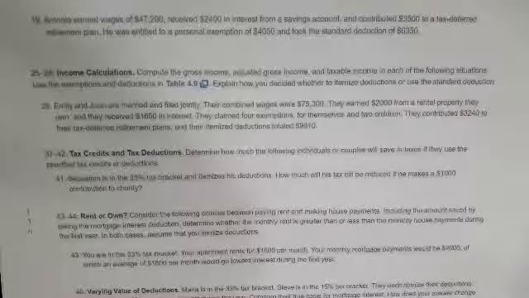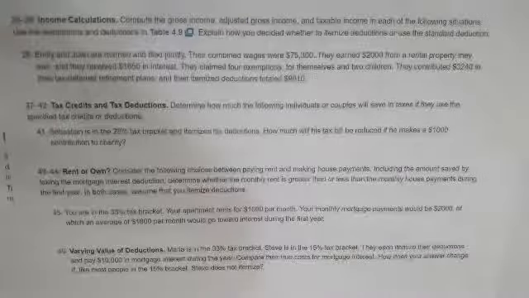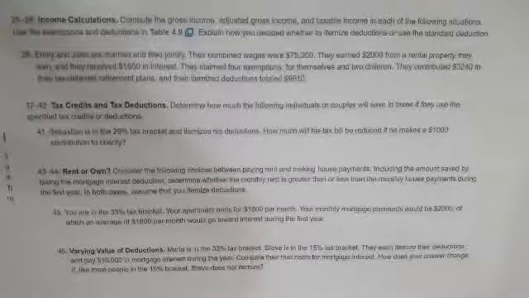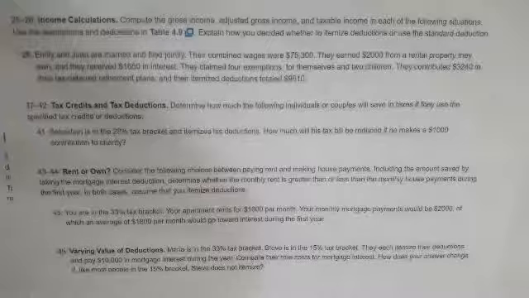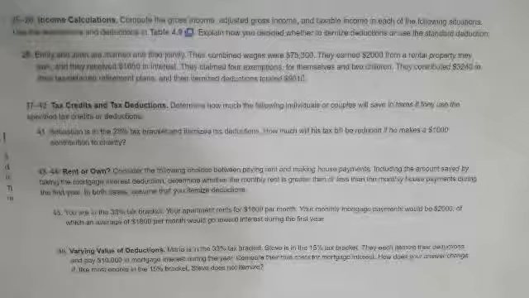Compute the gross, adjusted gross, and taxable of each of the following situations. So married filing jointly, their combined wages are 73,300. And it's also asked whether we're going to itemize or take the standard deduction. So if we're looking at this, their combined wages are that.